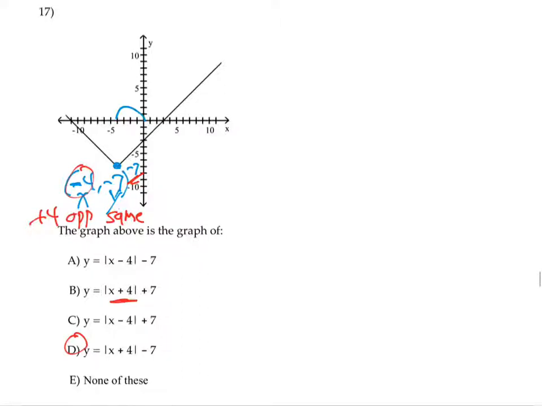Plus 4, minus 7. There it is, D. So x is opposite, y is same at the center to the equation. From the center to the equation, it's opposite, same, x, y.